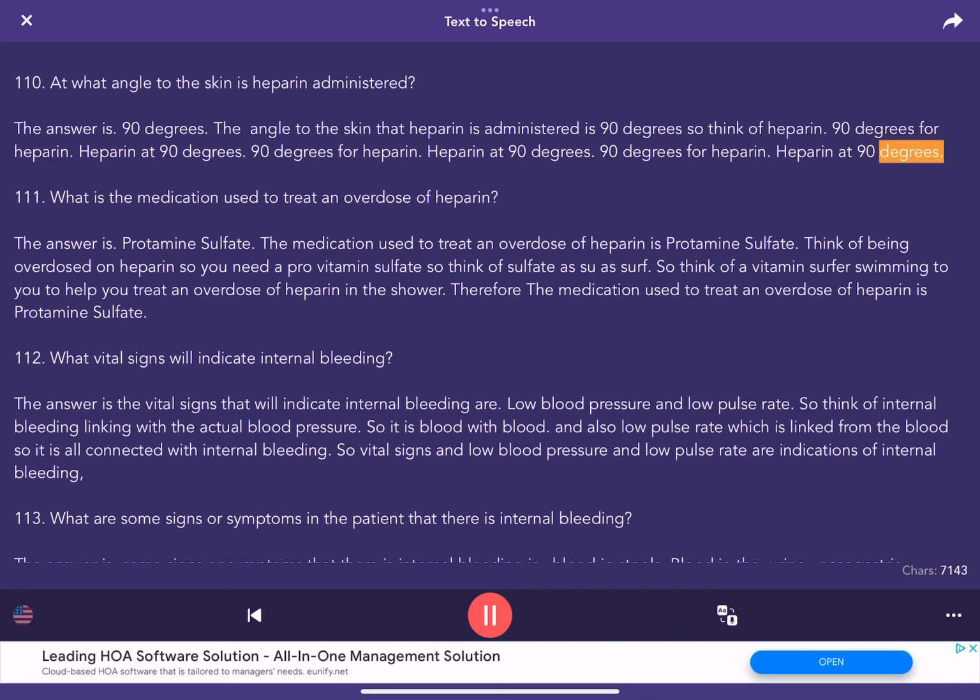111. What is the medication used to treat an overdose of heparin? The answer is protamine sulfate. The medication used to treat an overdose of heparin is protamine sulfate.